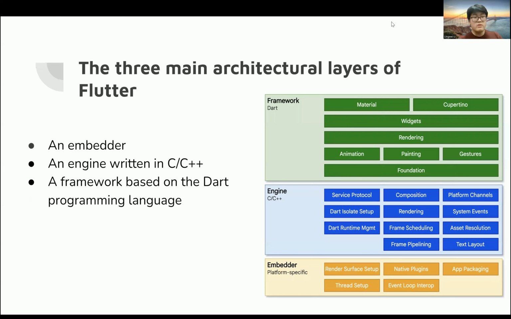So there are three main architecture layers of Flutter. First is an embedder that uses a platform-specific language and makes the app run on any OS. And also an engine written in C or C++ that provides a low-level implementation of Flutter's core APIs. That includes graphics, text layout, file and network I/O, accessibility support, plugin architecture, and a Dart runtime and compile toolchain.